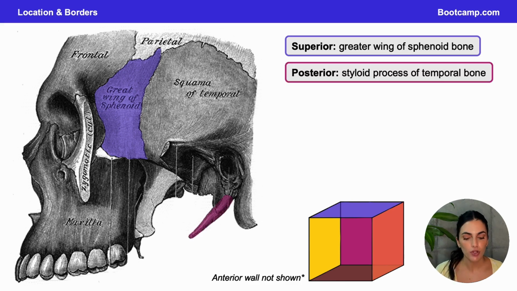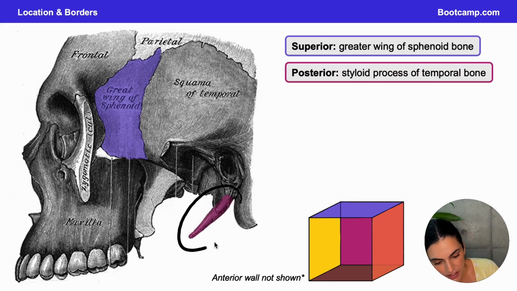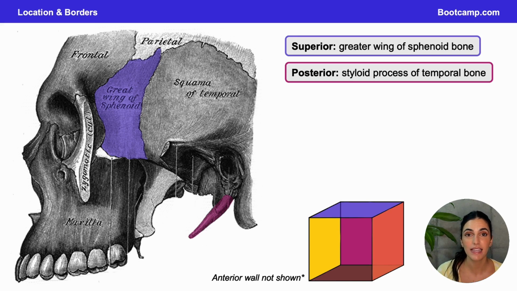Next, posteriorly, we're going to see the styloid process of the temporal bone. Remember that the styloid process is a very thin, slightly long structure that is very fragile, in fact, but this styloid process is coming off our temporal bone here and essentially forming the posterior border of the infratemporal fossa.